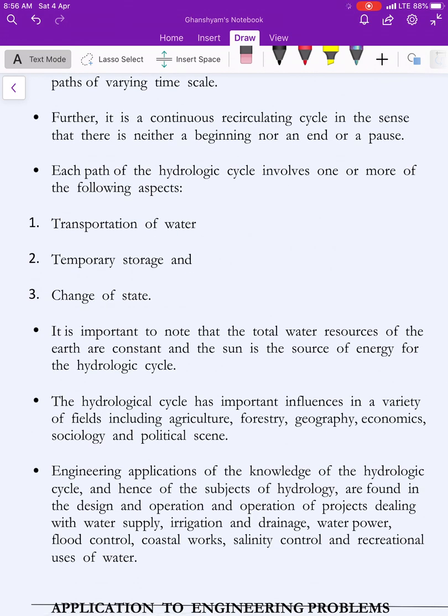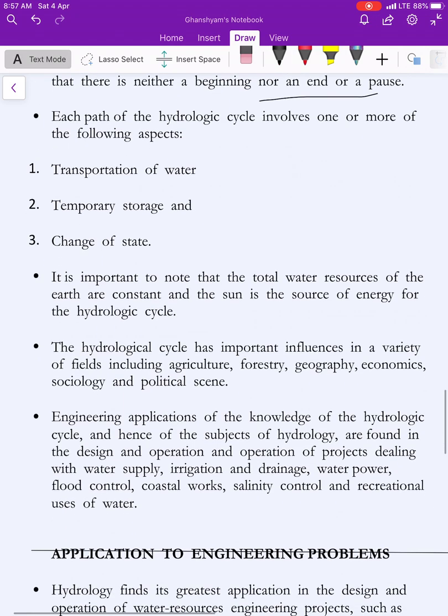Further, it is a continuous recirculating cycle in the sense that there is neither a beginning nor an end or a pause. Continuous means there is no pause. All the processes are happening day by day, every single second. And it is recirculating also: the same water goes into the atmosphere and comes back as precipitation. As it is a cycle, there is no starting point and no ending point.